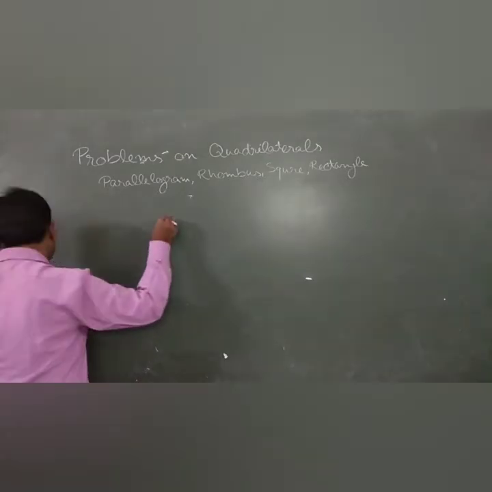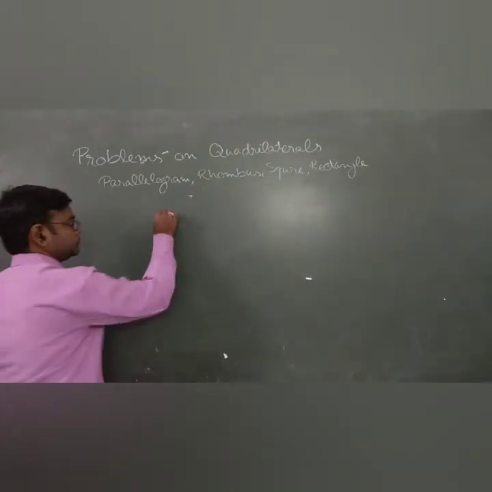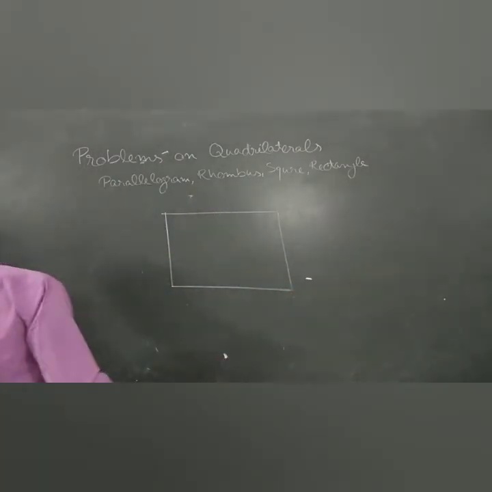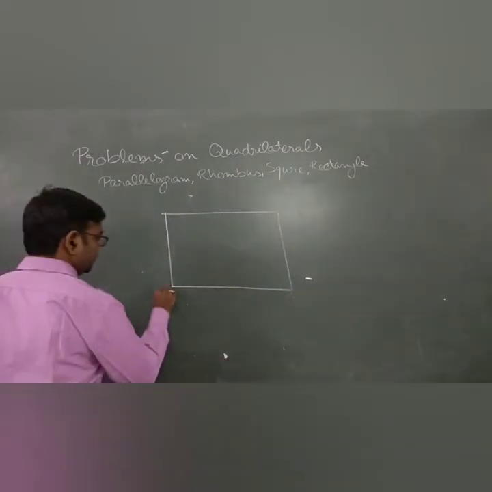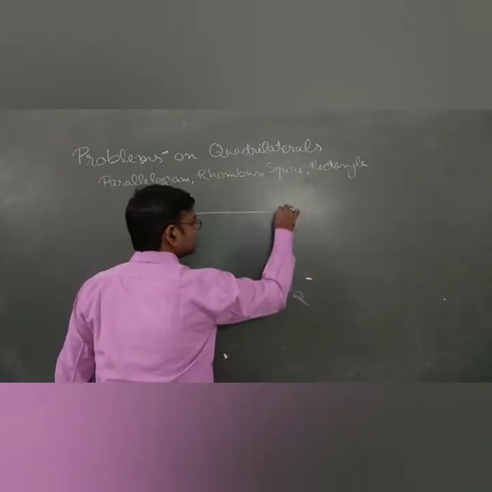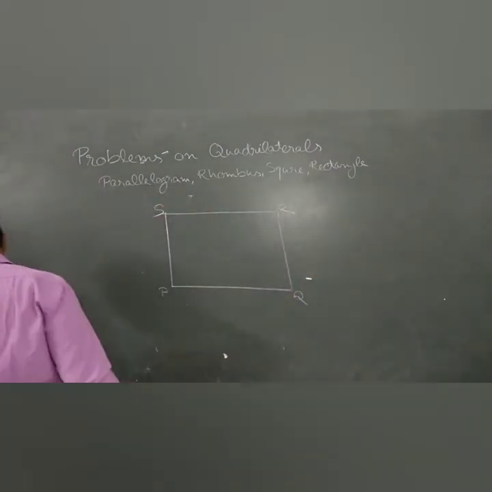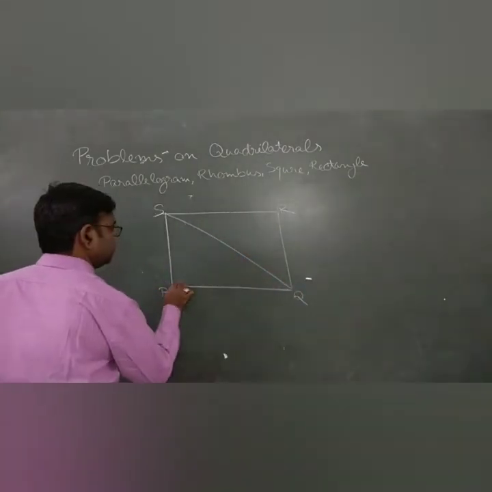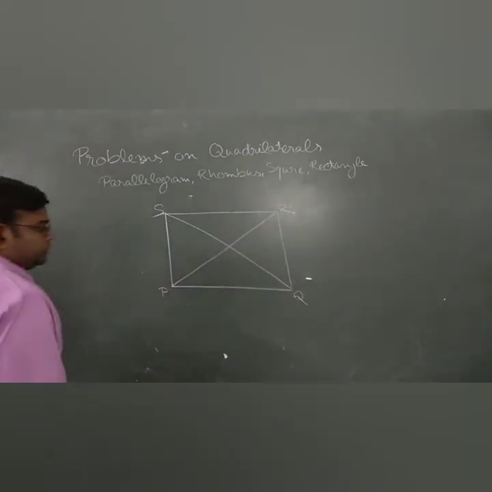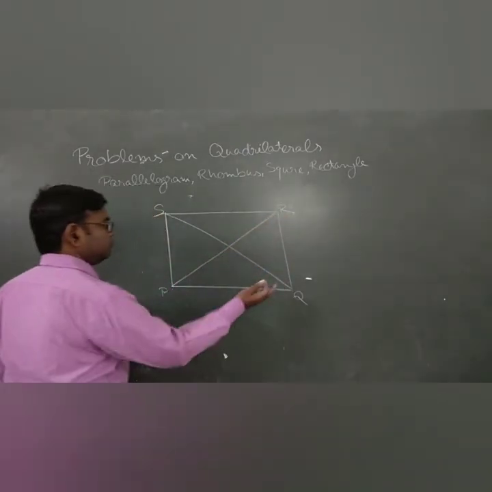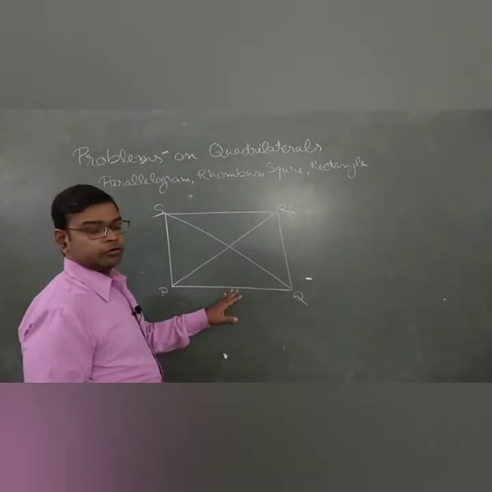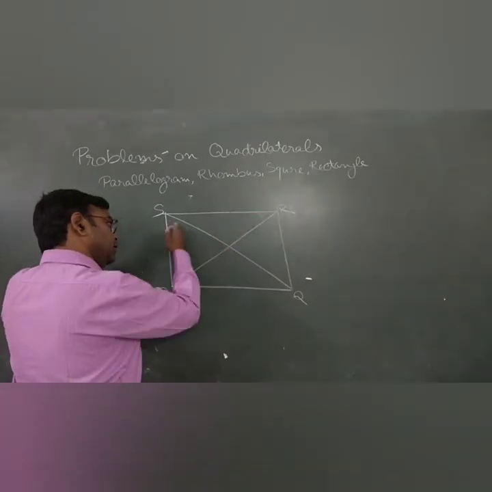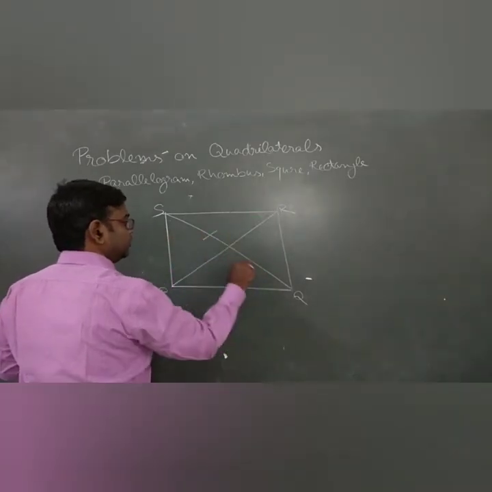In this case, we have a rectangle PQRS. In a rectangle, diagonals are equal to each other and bisect each other. We all know the properties of a rectangle, so we are not going to discuss that, but we are going to discuss some more properties. Diagonals bisect each other and diagonals are equal to each other.